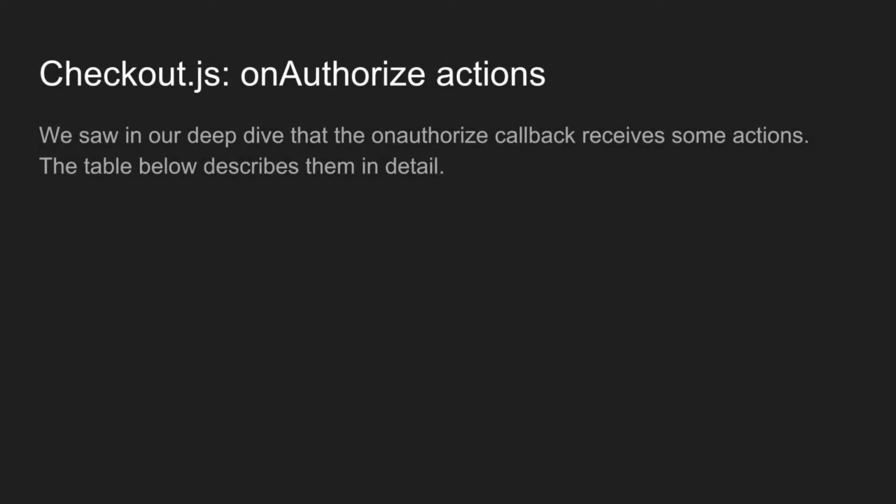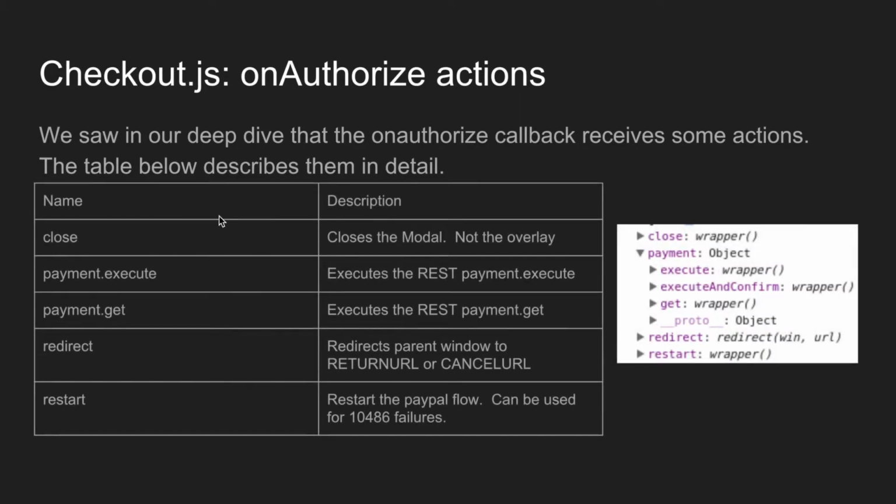So before we move on to part 3, we're just going to go over the unauthorized actions a little bit. We saw in our deep dive that the unauthorized callback receives some actions, and the table below describes them in detail. So this is what we saw messaged back to the merchant site from the button iframe. And you'll see, if you set a breakpoint in that unauthorized callback, you can actually view the actions. So the close closes the modal, but not the overlay.